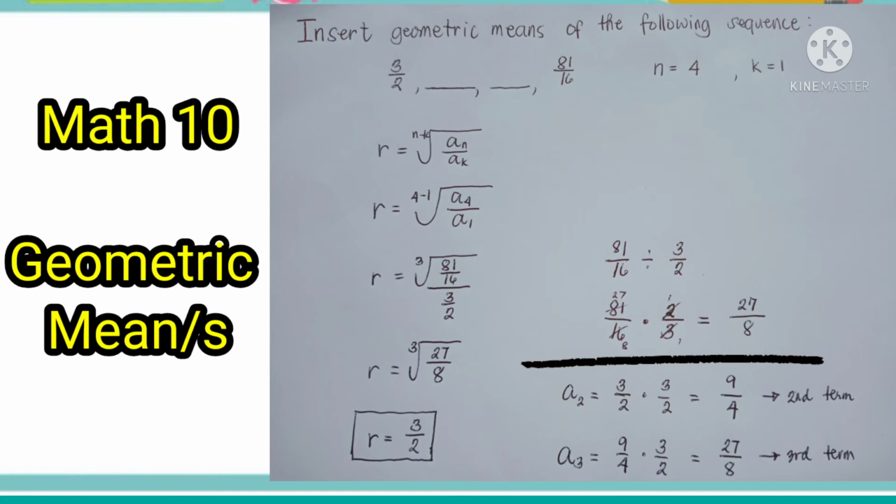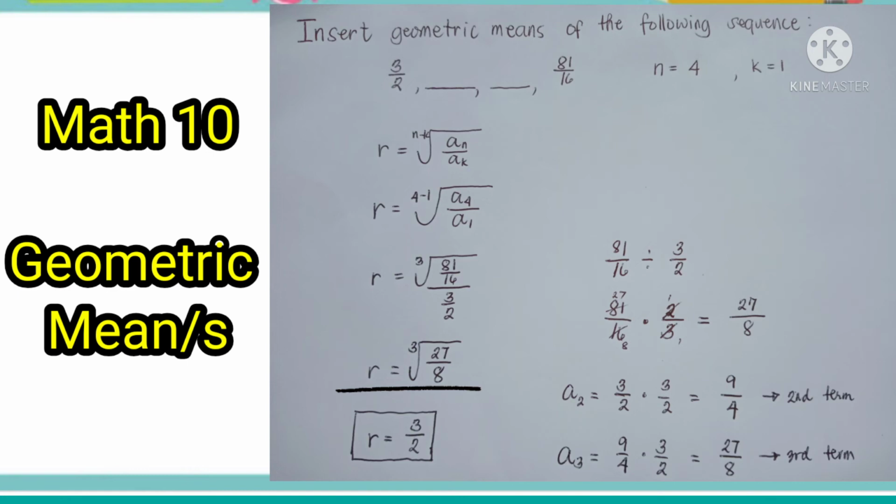Then we will multiply the remaining numbers. On the numerator, 27 times 1, that is 27. Then 8 times 1, the product is 8. So, the quotient of 81 over 16 and 3 over 2 is 27 over 8. So, that becomes r is equal to the cube root of 27 over 8.